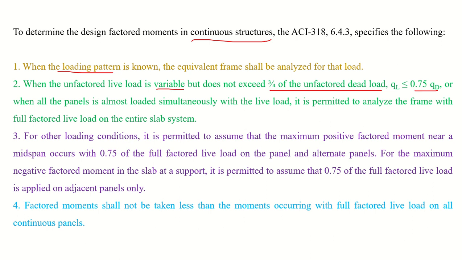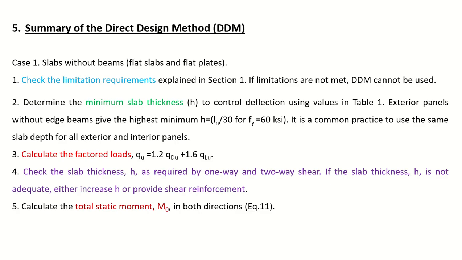But apart from these two conditions, for other loading conditions, it is permitted to assume that the maximum positive factored moment near a midspan occurs with 0.75 of the full factored live load on the panel and alternate panels. For the maximum negative factored moment in the slab at a support, it is permitted to assume that 75% of the full factored live load is applied on adjacent panels only. Factored moments shall not be taken less than the moments occurring with full factored live load on all continuous panels.